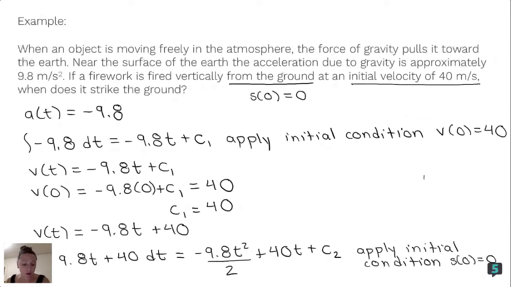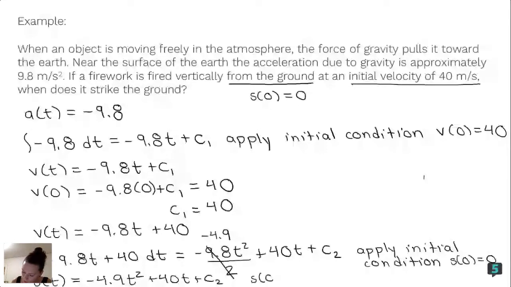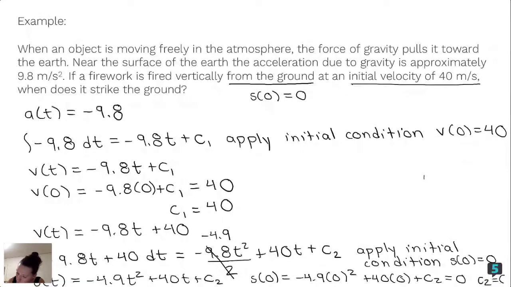First, we might also want to notice that negative 9.8 t squared over 2 is actually going to reduce to negative 4.9 t squared. So if I take my position function, I've got negative 4.9 t squared plus 40t plus that second constant. And if I plug in 0, so we're looking at S of 0, which equals 0, I'm going to find out that that constant for my position function is equal to 0. That tells me then at this point that my position function is simply negative 4.9 t squared plus 40t.